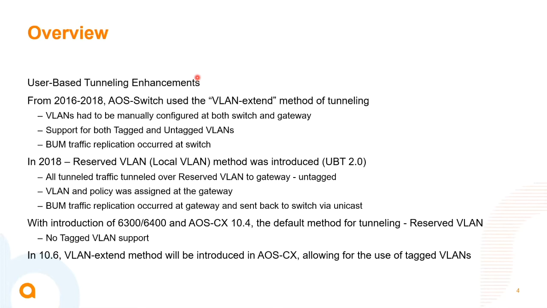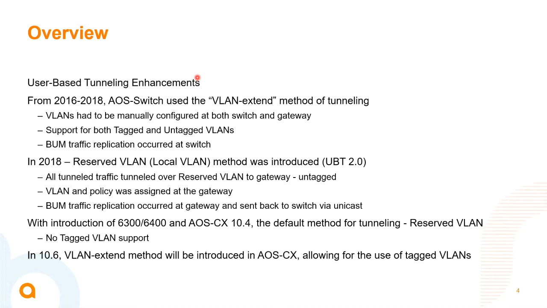With that, we reserved a VLAN on the switch, and it was done automatically once you set the mode and set the VLAN to be reserved. AOS Switch automatically created a VLAN to send all that tunneled traffic over, and all that tunneled traffic was sent untagged. You didn't have to have a VLAN assignment anymore at the switch user role, which I'll show you later on. All VLAN assignment was done at the gateway, and then all policy was also done at the gateway.